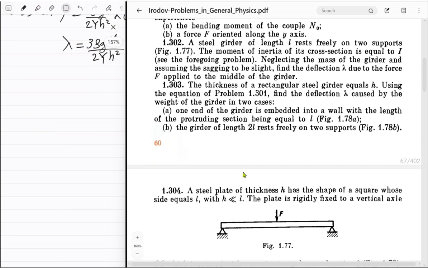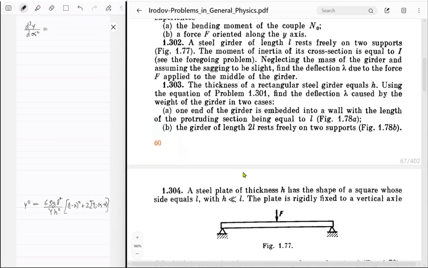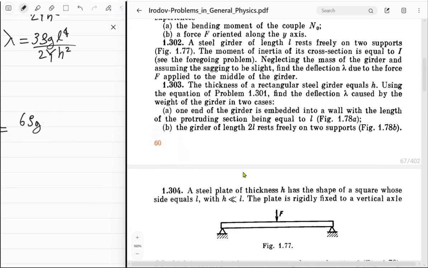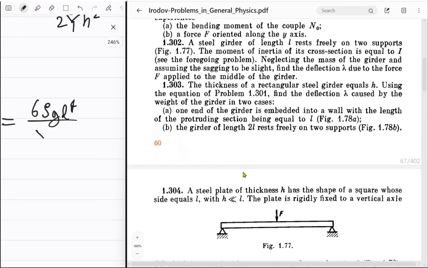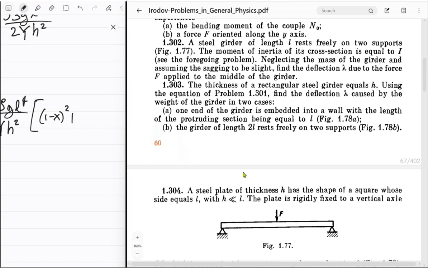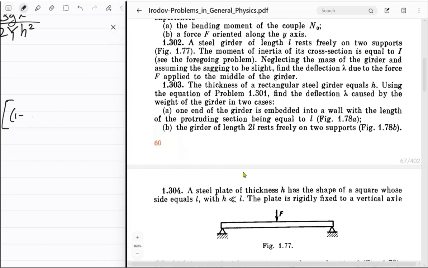Or let's not say y double dash, just say d squared y upon d alpha squared, because I want to keep x for length. I think that is the way it should be. Yeah, just keep it for length and don't worry so much. It's going to be this thing, 6 rho g L power 4 upon Young's modulus times h squared, times 1 minus alpha squared plus 2 summation of eta_i (alpha_i minus alpha).